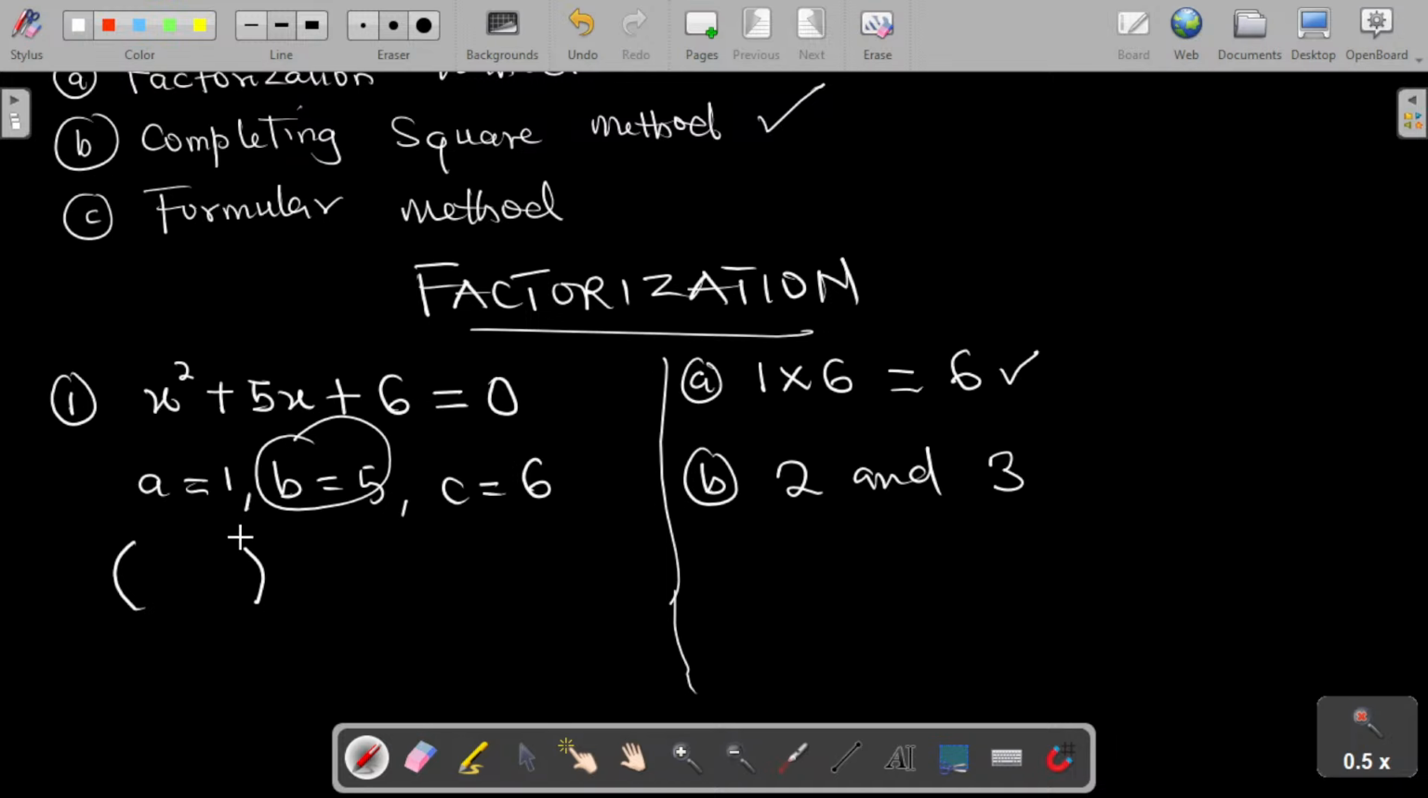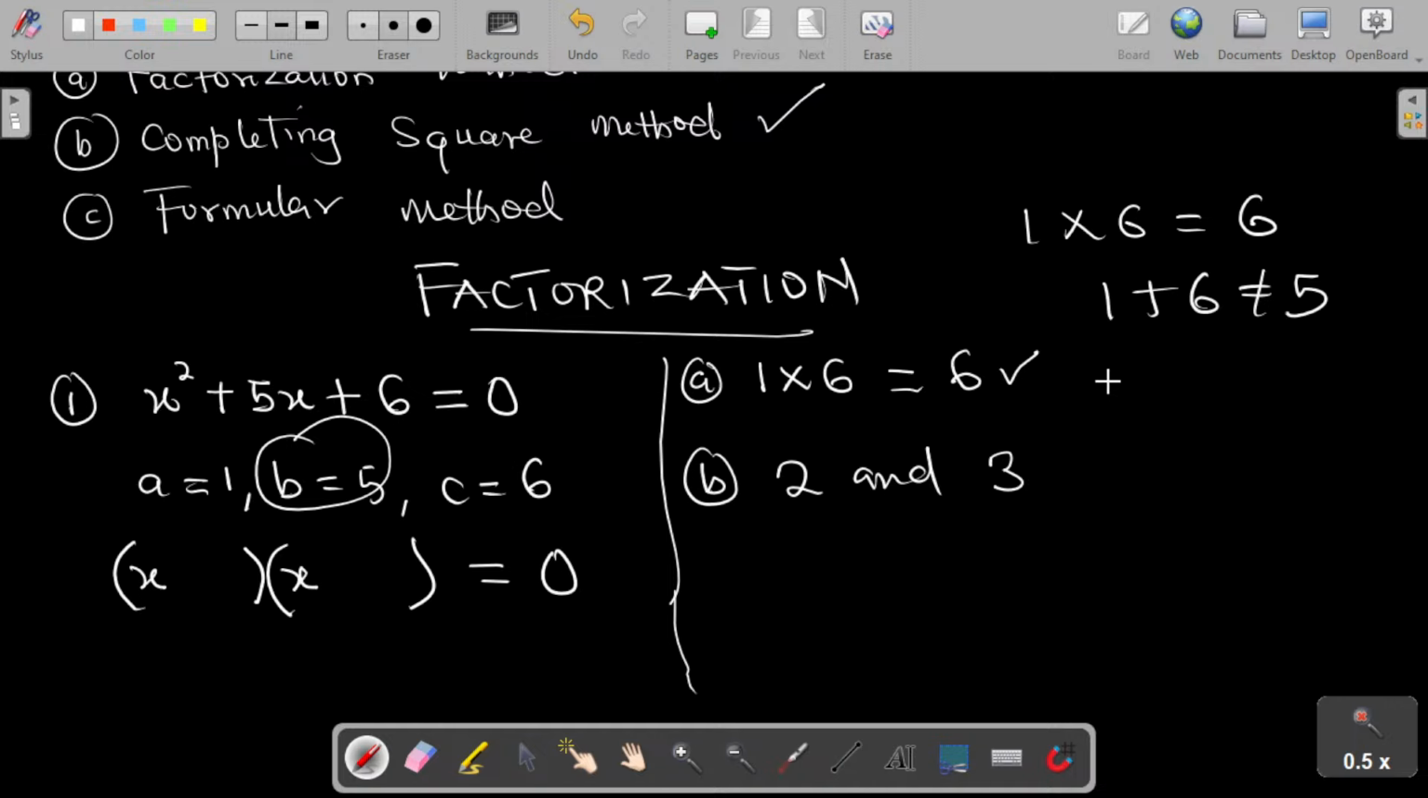Nazi Favor, thank you. So I said open two brackets this way and put your X here. Put another X here and then equate to 0. Then carry these two numbers that you have gotten and put, so what of 6 and 1? Yes, 6 and 1, if you multiply 6 and 1, you will get 6. But if you add 6 and 1, you will not get 5. Did you see why 6 and 1 will not work?